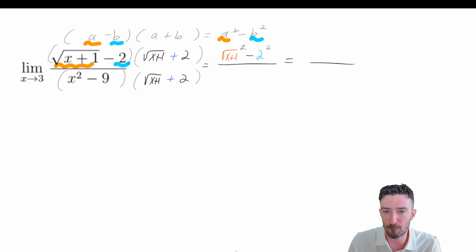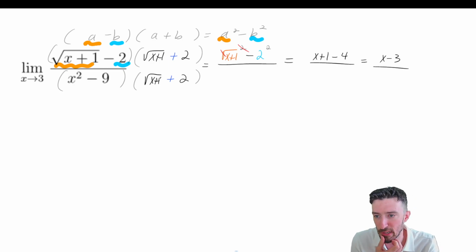Okay, so the square is going to cancel out the square root. Lucky for us, we're just going to get x plus 1. And then 2 squared, that's 4. x plus 1 minus 4, that turns into x minus 3. Where could I get x minus 3? Well, let's take a look at the bottom.